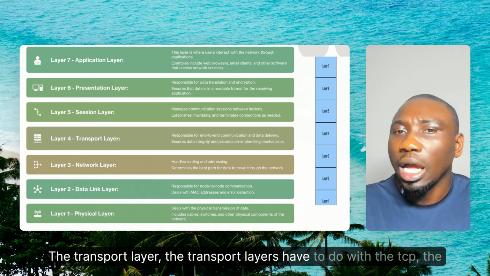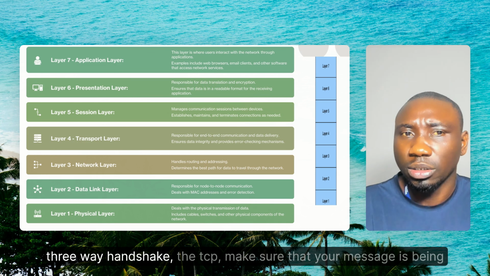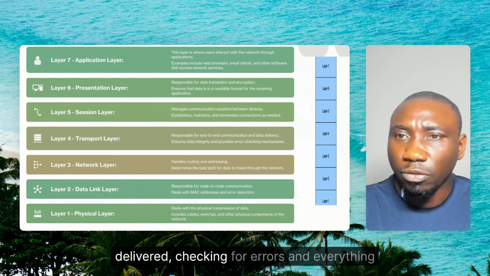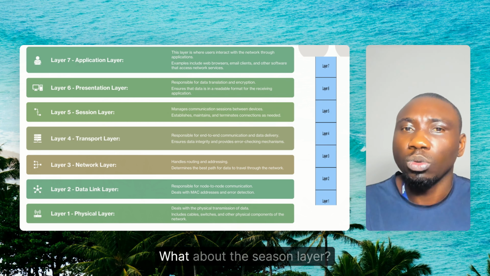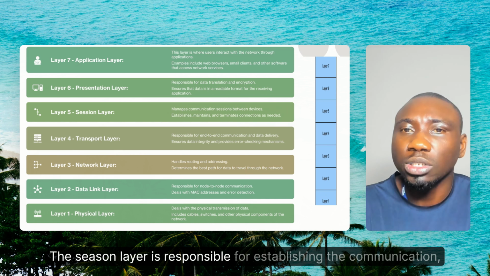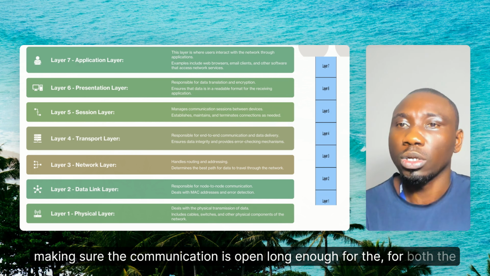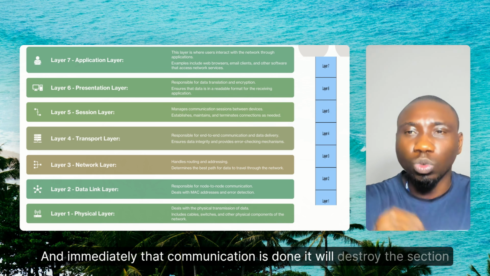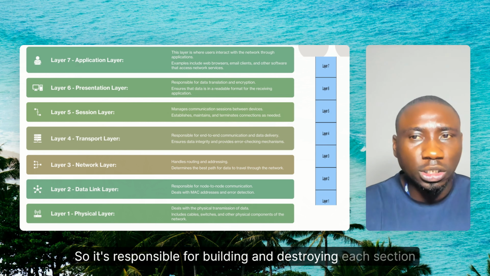The transport layer has to do with TCP, the three-way handshake. TCP makes sure that your message is being delivered, checking for errors and everything. So it's responsible for delivering your message. What about the session layer? The session layer is responsible for establishing the communication, making sure the communication is open long enough for both the receiver and the sender to communicate. And immediately that communication is done, it will destroy the session. So it's responsible for building and destroying each session.